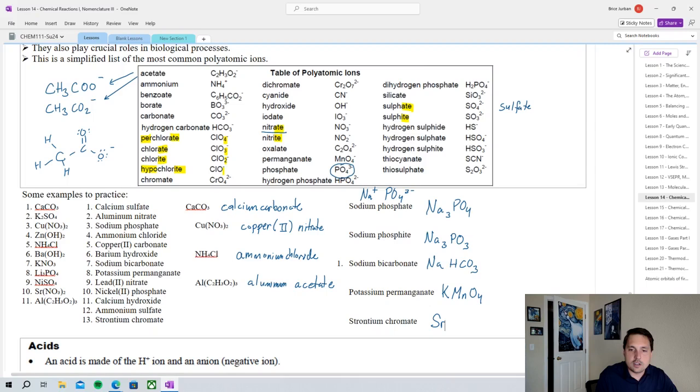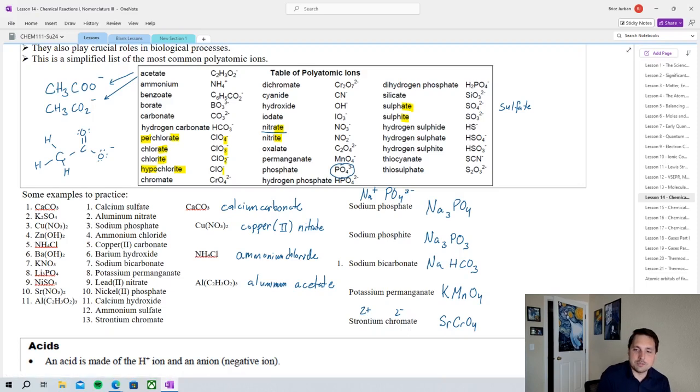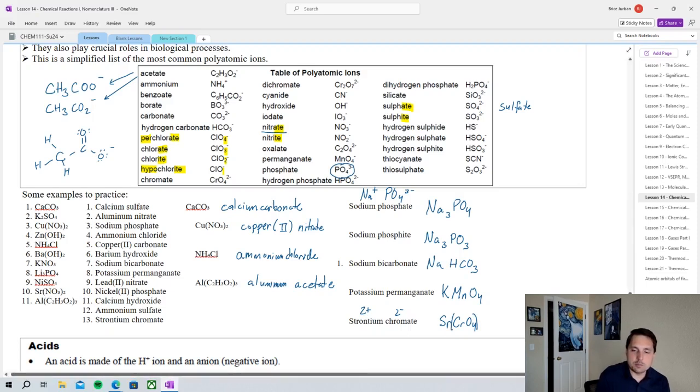And chromate is CrO4, and what is the charge on that? Well, we go up and look, and it's a 2- charge. So 2- and 2-, they cancel each other out. So when you write this out, it's just SrCrO4. Now, sometimes people write parentheses here, but you really only need the parentheses if that polyatomic has a subscript. So that's why I didn't write any parentheses for those.